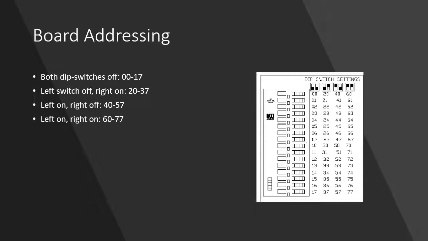The board addressing is the same as with all other MTI boards. You have the 00 through 17 and so on represented there. And remember, for this board particularly though, those addresses are separate depending on which dip switch or which channel dip switches you're using. So you have two channels, A and B, that you'll need to consider for this board.